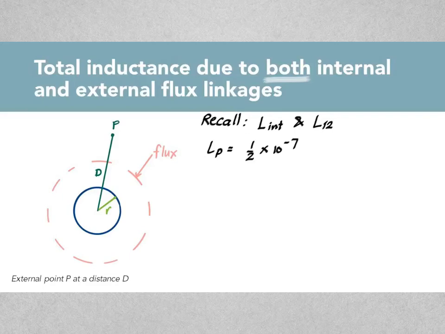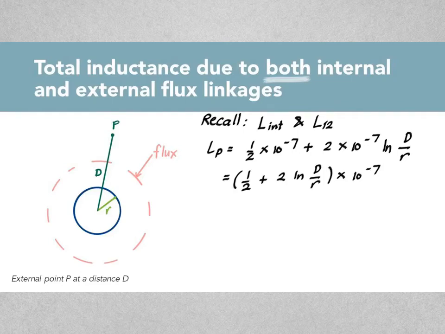That's 1/2 times 10 to the negative 7, and L12, or the external inductance, is 2 times 10 to the negative 7 ln of D over R. So previously it's D2, so in this case, we represented D2 here as D, and then D1 is now R. Simplifying by factoring out 1 times 10 to the negative 7 gives you this one.